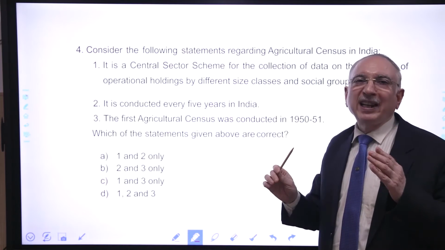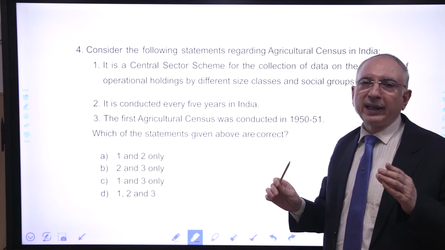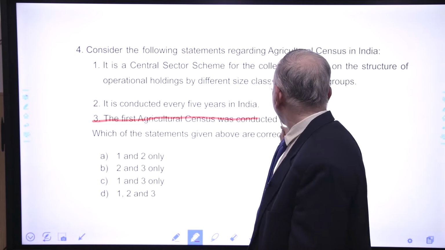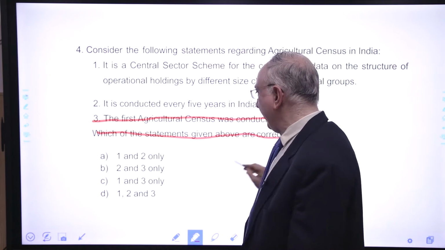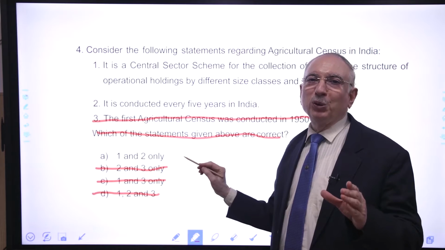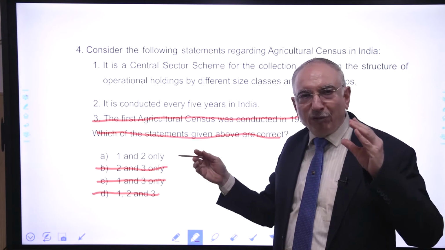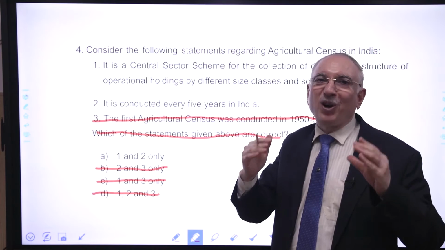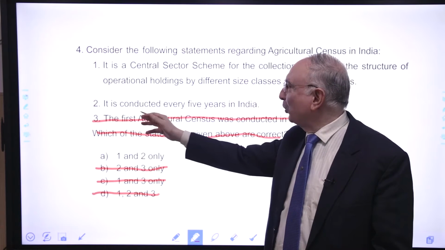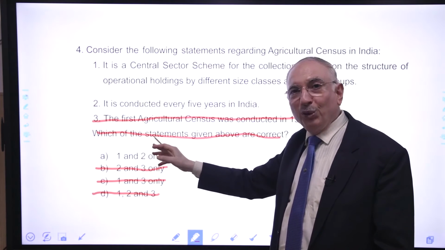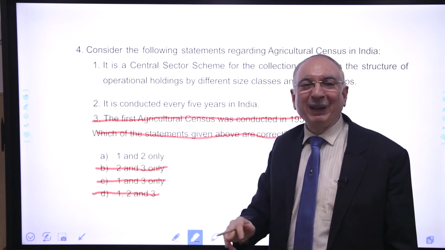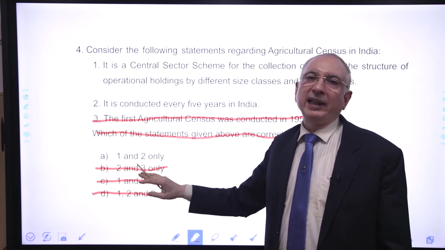Let us see. The first agriculture census was conducted by the Ministry of Agriculture and Farmers Welfare in 1970-71. Obviously this is an incorrect statement, and therefore we have to eliminate this and this. So we are left with straightaway only 1 and 2. So this is also an approach. If we eliminate the obviously wrong options, then we can reach the right answer. Even if you do not know, and if you know that the first agriculture census was conducted in India in 1970-71, we can straightaway come out with the right answer.